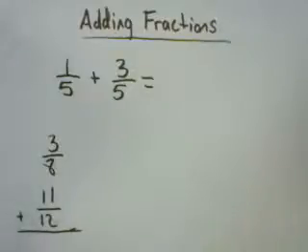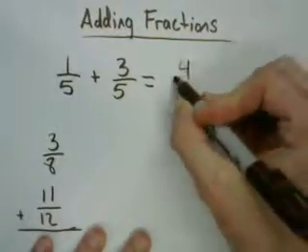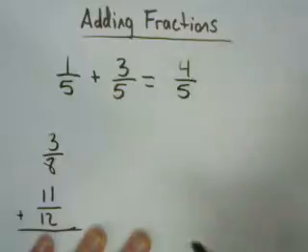So let's begin with the first one. Something that's straightforward, 1/5 plus 3/5. And if I have 1/5 and then I have 3 more of the fifths, then obviously I would have 4/5. But let's see how we actually do this.